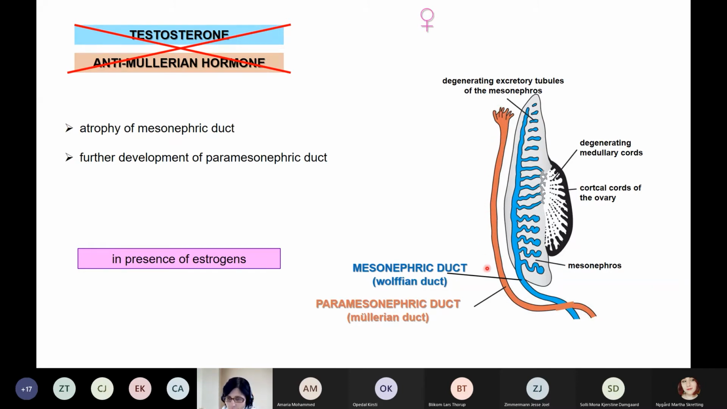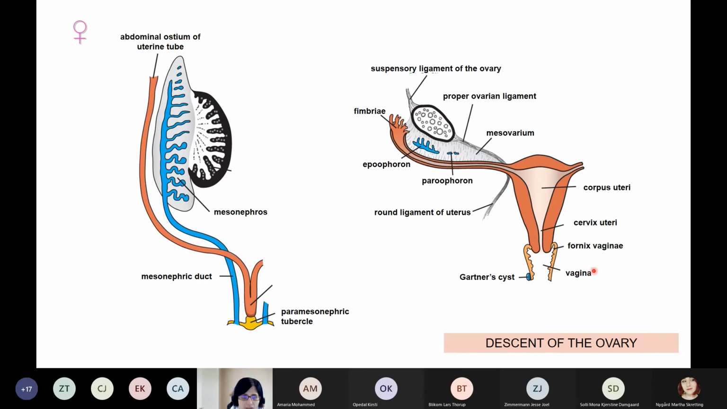This one is the paramesonephric duct, orange colored, and this blue one is the mesonephric duct. In case of the female development, this mesonephric duct regresses, it undergoes an atrophy, and the paramesonephric duct will develop further, and it will survive, and it will remain, and it will differentiate into further structures. This paramesonephric duct has three main parts.